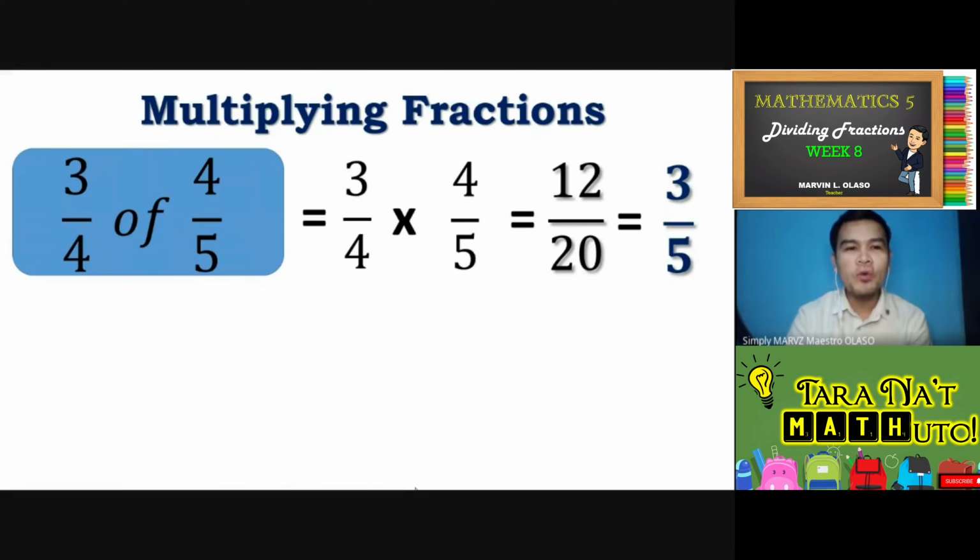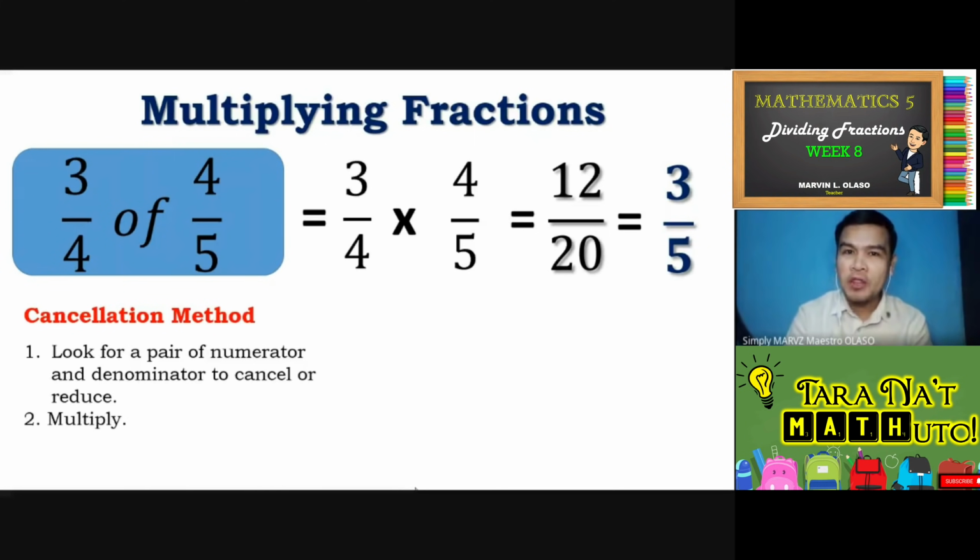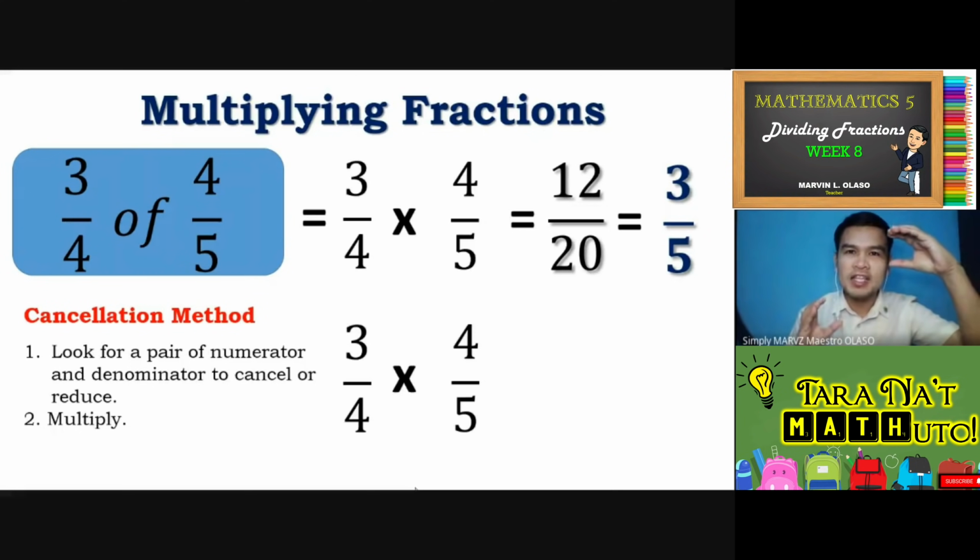Now, if we are going to use another method, the cancellation method. Paano nga ba natin ulit ginagawa ang cancellation method? Yes, let us look for a pair of numerator and denominator to cancel or reduce. Maghanap tayo ng magkapares na numerator at saka denominator. Ano ang possible na pwede nating i-cancel dyan? That's great! 4 and 4.